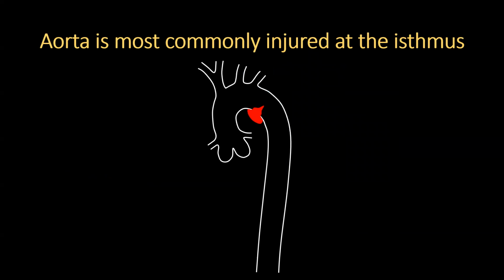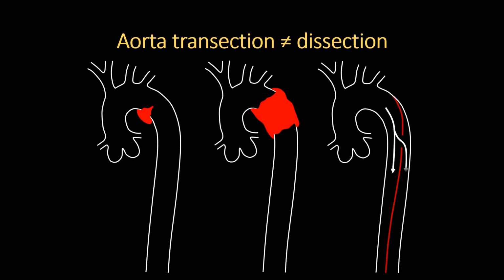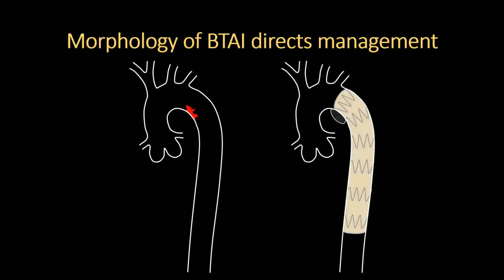The aorta is most commonly injured at the isthmus due to the attachment of the ligamentum arteriosum acting as a point of tethering. This is an important place to closely inspect when looking for traumatic aortic injury. Remember that the underlying pathology is different for traumatic aortic injury and dissection, and transection and dissection are not equivalent. Since the morphology of the abnormality determines the necessity and timing of repair, it is important to be descriptive. The report should communicate the presence of an external contour abnormality and the size of the intimal tear or thrombus if present.